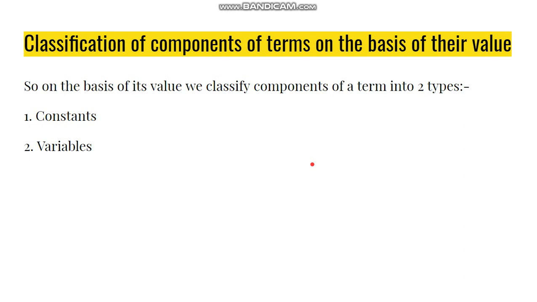Classification of components of terms on the basis of their value. On the basis of its value, we classify components of a term into two types. Number 1, constants. Number 2, variables. We'll learn about them one by one.